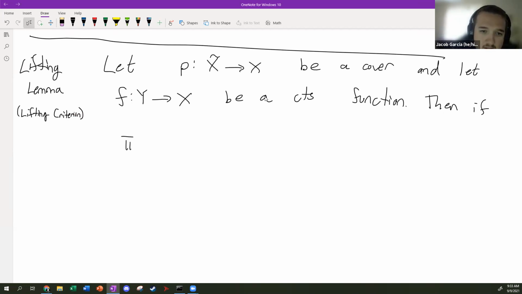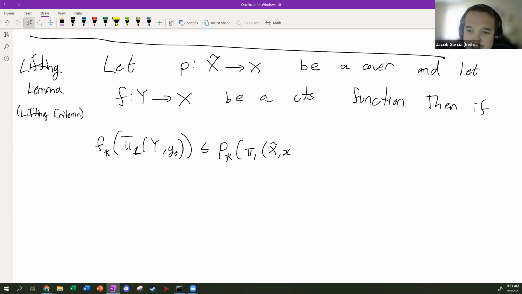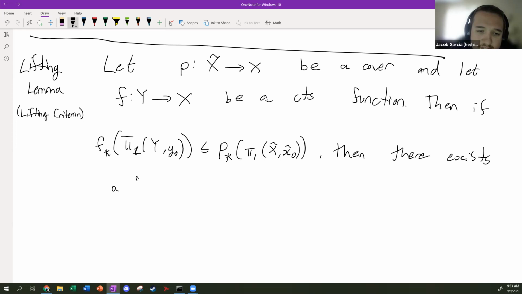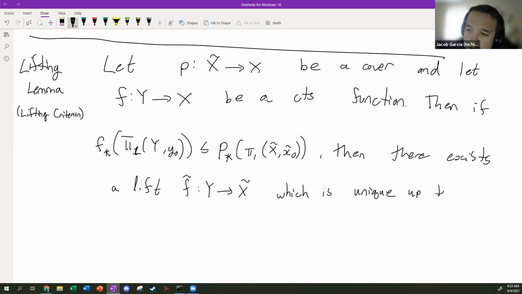Then if the image of pi 1 of y comma y naught is a subgroup of the image of pi 1 of x tilde comma x tilde naught, then there exists a lift f tilde, which takes y to x tilde, which is unique up to choice of f tilde of y naught in the pre-image of f of y naught.